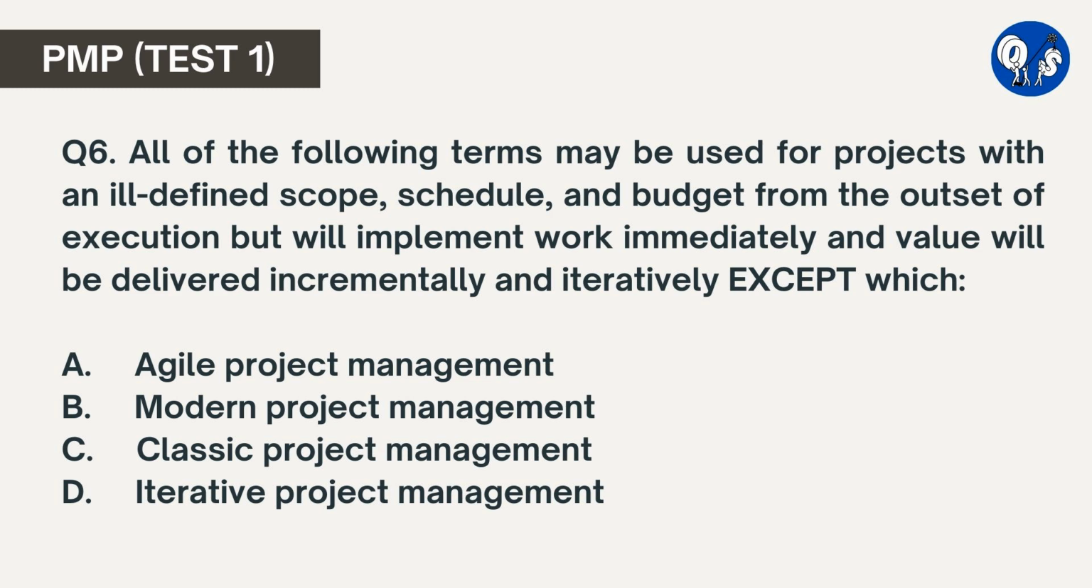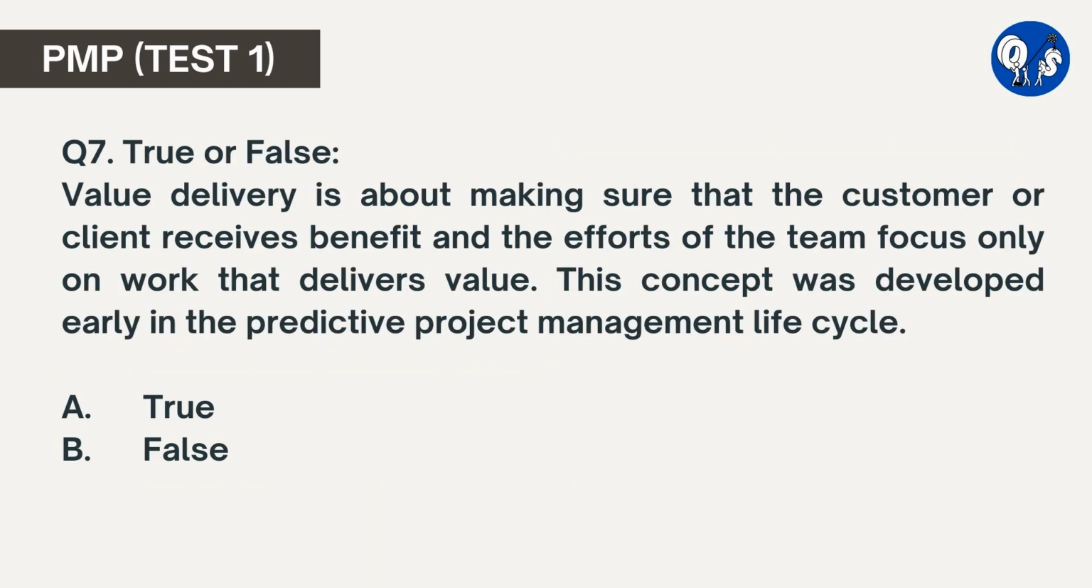Classic project management. On rare occasions, predictive project management is called classic project management but would not be applied to an iterative, agile, modern, or scrum type project. Modern project management is a bit of a misnomer because both predictive and adaptive methods were developed in the 1960s to 1990s. Question number 7. True or false?